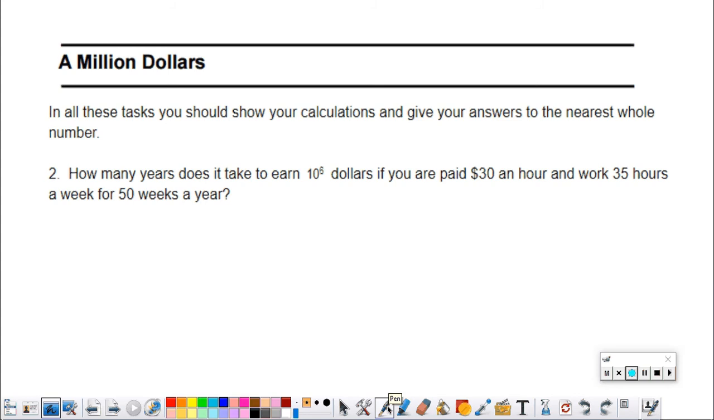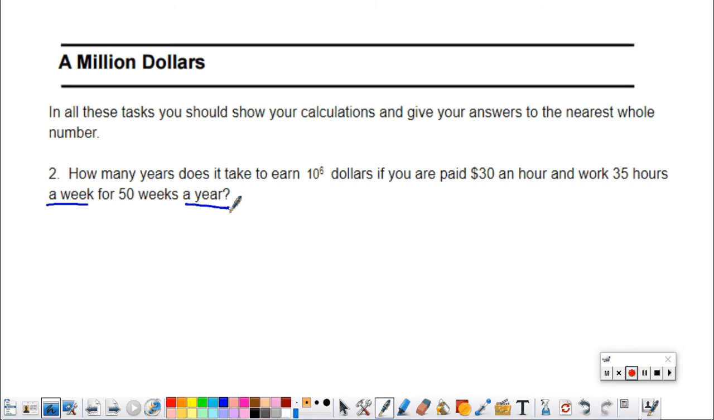How many years does it take to earn $1 million if you're paid $30 an hour, work 35 hours a week for 50 weeks a year? Okay, what does this mean right here? A week, a year. What does that tell you? Per, right? Which means? Every time, which means? Unit rate. There you go. You can always count on Miss Shreve's kids for unit rate.